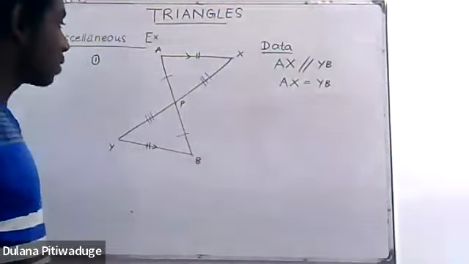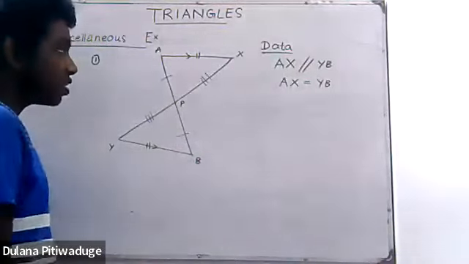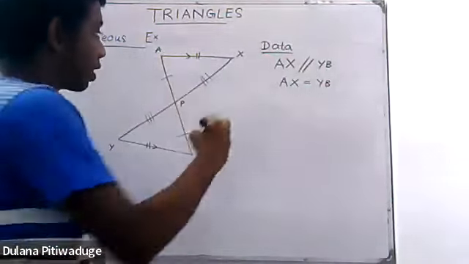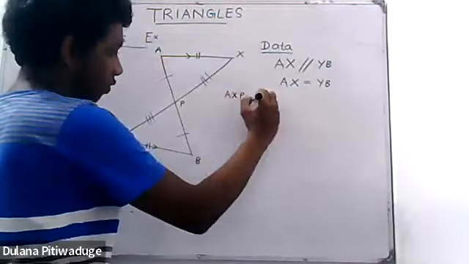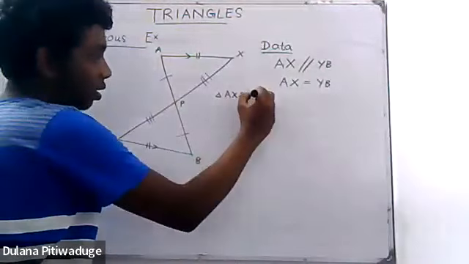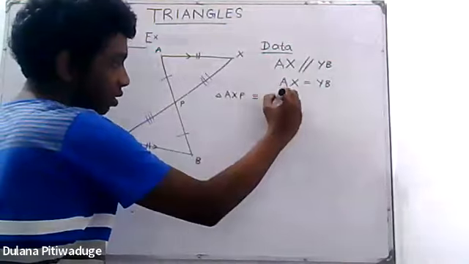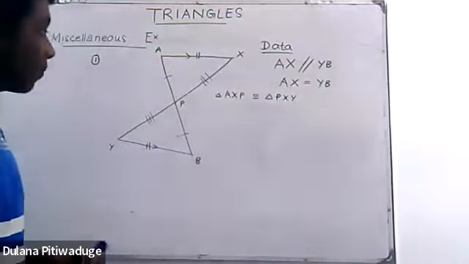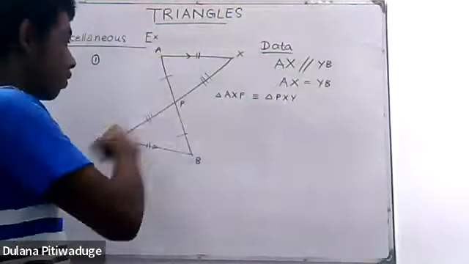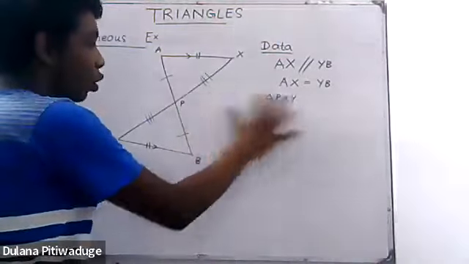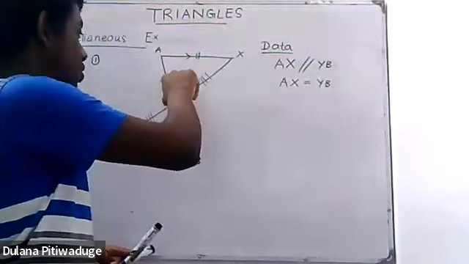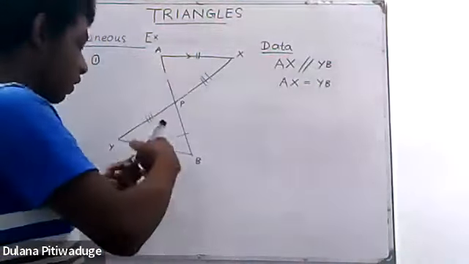So how can we do this? If we somehow prove that these two triangles are congruent, if we prove that the triangles AXP and PBY are congruent, then ultimately the sides AP and BP and the sides PY and PX are equal, right? By their congruency. So what we can do is consider the other elements which are equal using the data they have given.